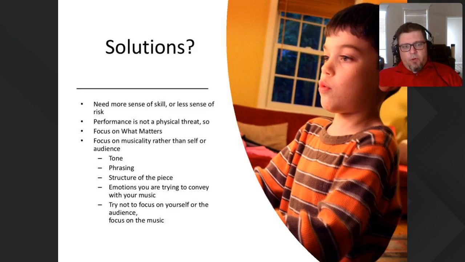Focus on musicality rather than self or audience. For example, focus on the tone you're making. Focus on the phrasing. Focus on the structure of the piece. Focus on the emotions you're trying to convey with your music. Try not to focus on yourself or the audience. Focus on the music. As soon as they start looking at themselves in relation to the audience and start feeling judged and move out of the music at hand, they start moving into more performance anxiety. Or that's at least what the research is saying.